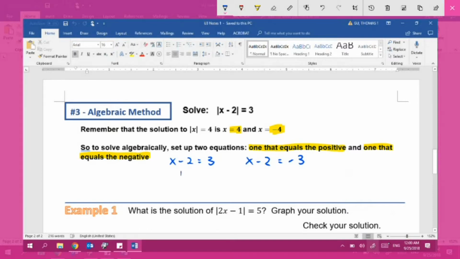So let's see, plus 2 on each side here, boom, x equals 5. Wow, that's one of my answers. And the next one over here, plus 2, x equals negative 1. Oh my goodness.